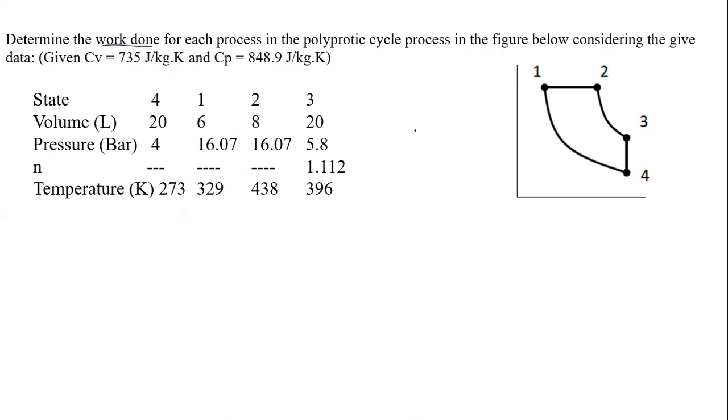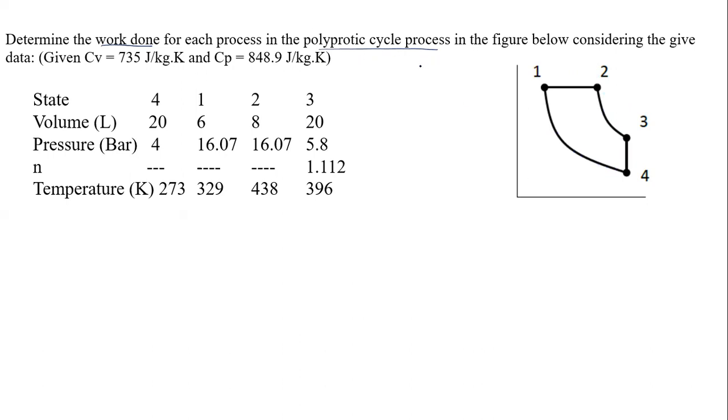That's the first thing that we need to do. But how are we going to determine the work done? They say that we are given the polytropic cycle process. That means the polytropic cycle process basically depends on these four states that we see over here. So this cycle has state 1, 2, 3, 4, and then back to 1 once more. This is a cycle that shows the polytropic cycle process.